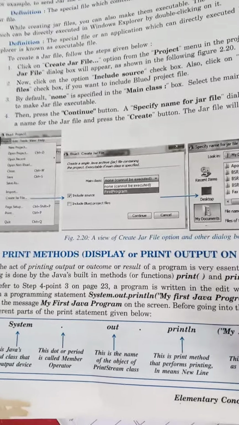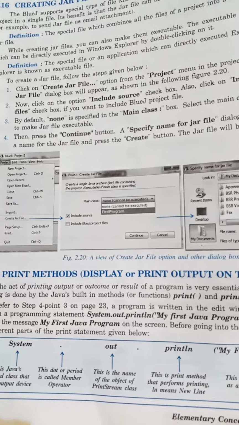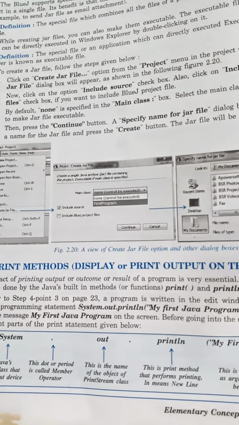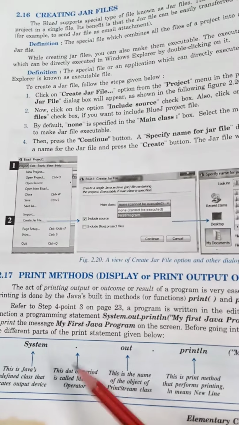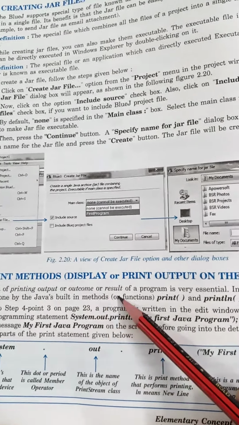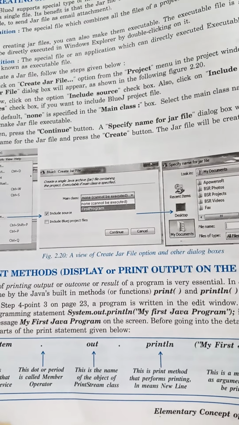Now the second topic is print methods. You have used the print method in the sample programs, whatever we have done till now. The print method is used to print or display output on the screen. Printing the output or result of a program is very essential. In Java, printing is done by Java's built-in methods print and println.